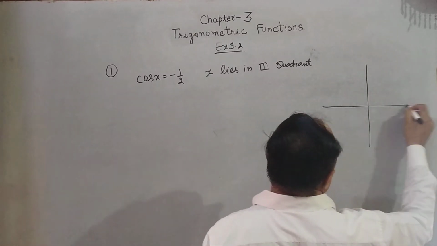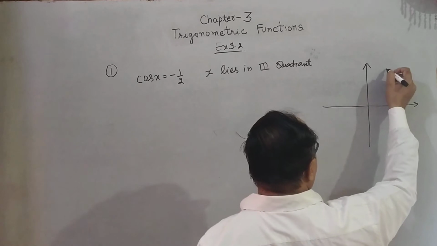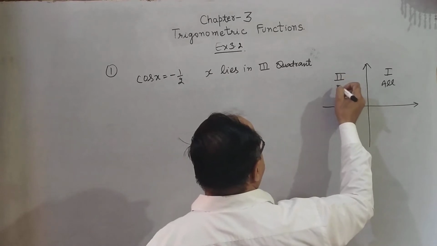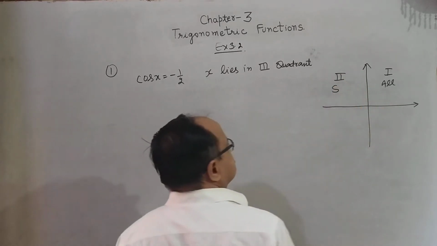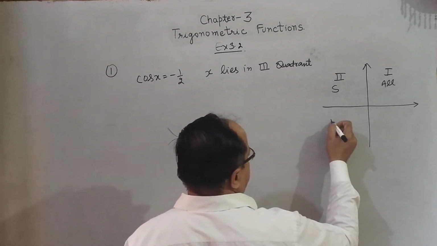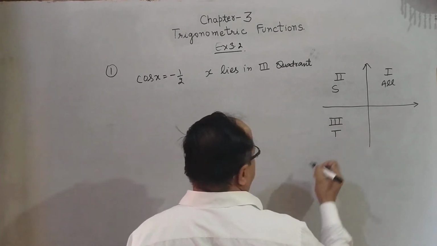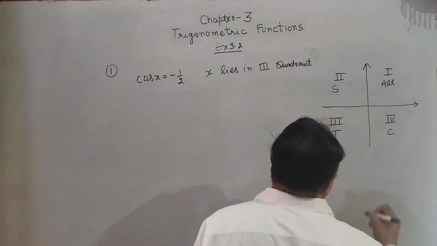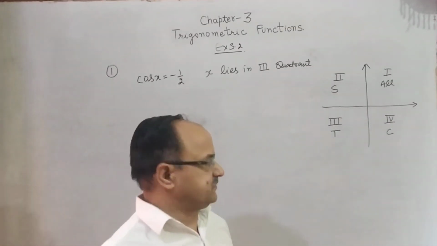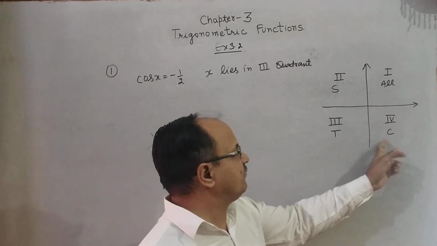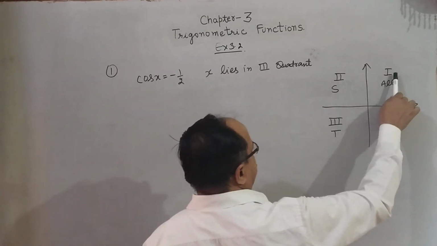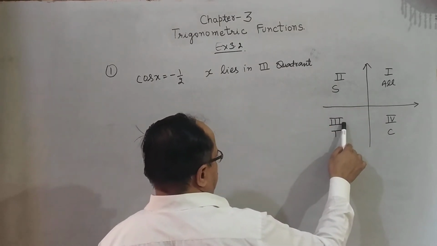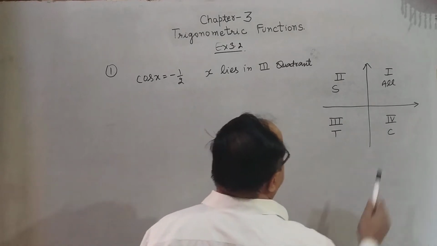You know very well: in the first quadrant, all are positive. In the second quadrant, sine and cosec are positive. In the third quadrant, tan and cot are positive. In the fourth quadrant, cos and sec are positive.